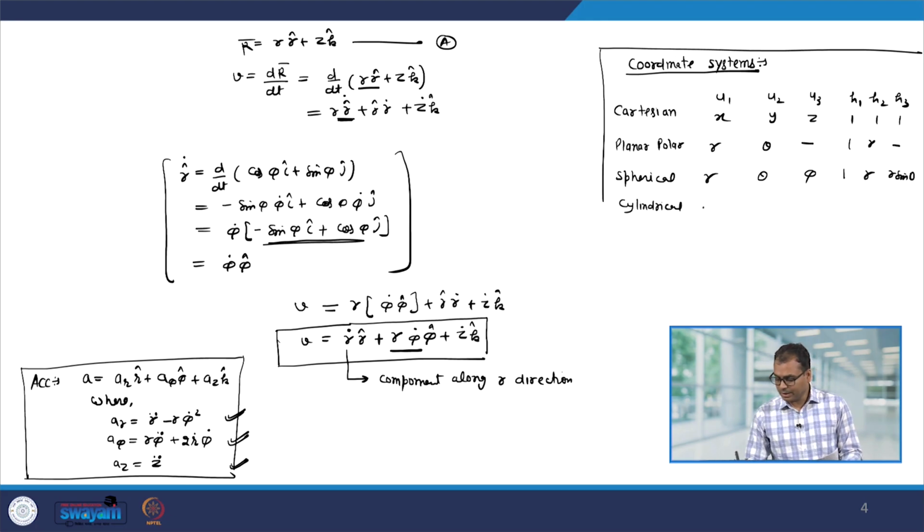In the cylindrical coordinate system, it was r, phi and z, and h1, h2 and h3 were 1, r and 1.